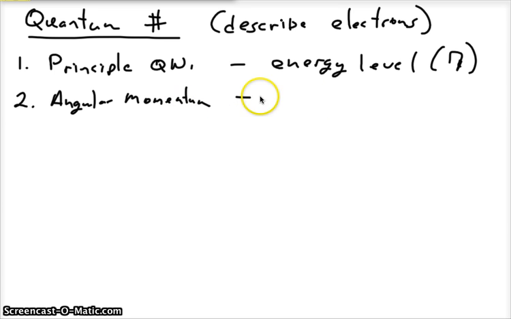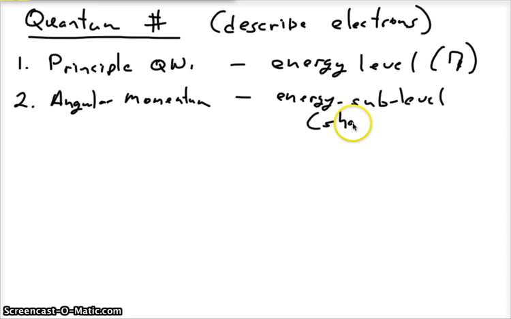As far as the practicality, what that means for you, the angular momentum quantum number is talking about the energy sublevel. Oops, not energy level, energy sublevel. Which for us is going to be defined by the shape of the sublevel. The third quantum number is the magnetic quantum number.